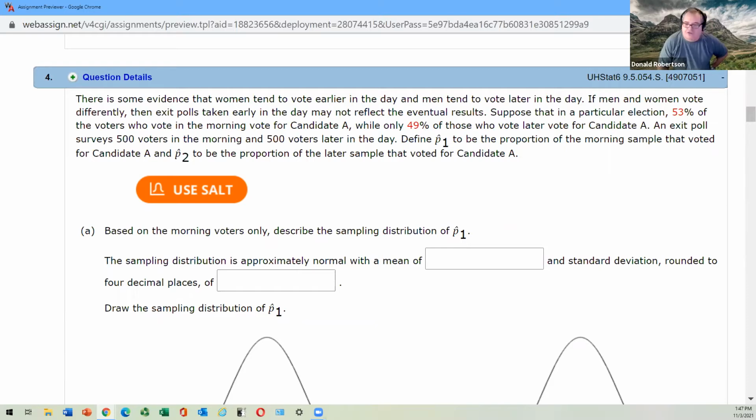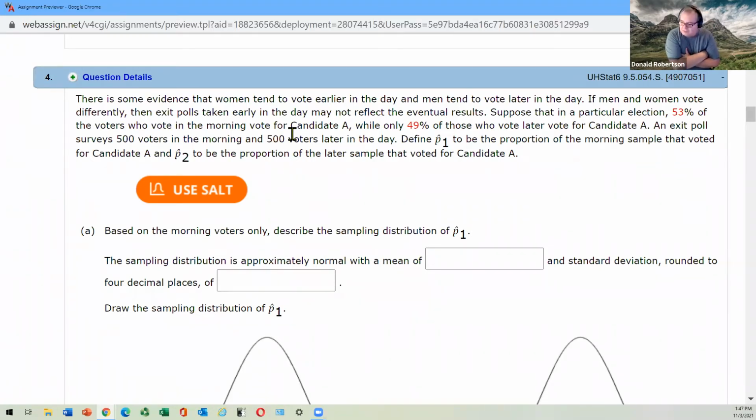So here is a story, which I hope you're looking at, is question 4. Can you see it? Right. There is some evidence that women tend to vote earlier in the day than men tend to. And if men and women vote differently, then the exit polls in the day may not reflect the eventual results.